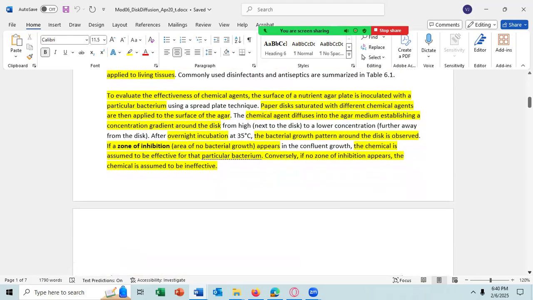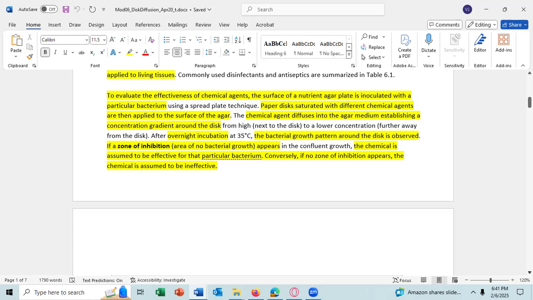To evaluate the effectiveness of chemical agents, the surface of a nutrient agar plate is inoculated with a particular bacterium. You get the bacterium to grow everywhere on the plate, so we call it a lawn of bacteria, sort of like a lawn of grass has grass everywhere. Paper discs saturated with different chemical agents are then applied to the surface of the agar. The chemical agent diffuses into the agar, establishing a concentration gradient around the disc.